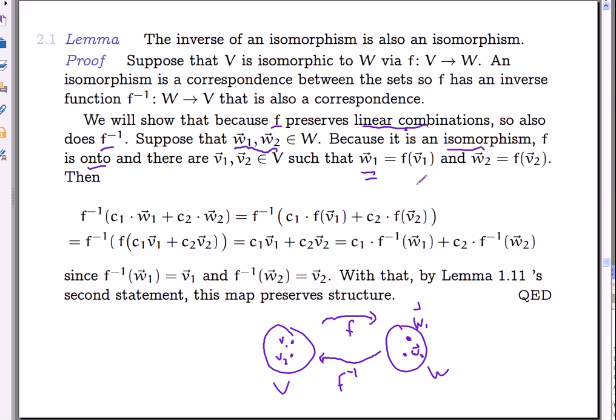So we can write W1 is equal to F of V1 for some V1, and W2 equals F of V2 for some V2. Now, we're trying to show F inverse is an isomorphism, so let's take F inverse of this linear combination of W1 and W2. Okay. I'm going to write W1 as F of V1 and W2 as F of V2. Now, by the isomorphism property of F, I can combine these two terms and put the linear combination inside. Right? So I can rewrite what's inside these parentheses as F of a linear combination of vectors in V. At this point, I can use the definition of inverse to say that F inverse of F of any vector is the vector itself.